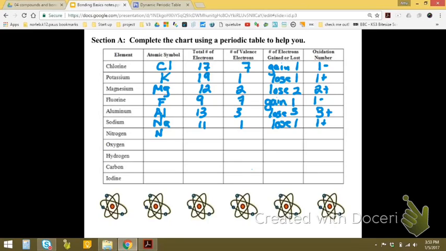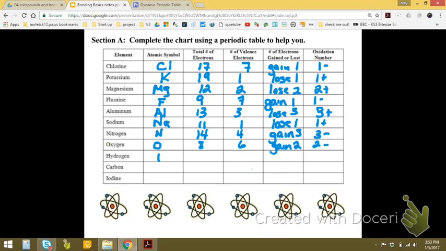Another frequent element is nitrogen. Nitrogen is number 14 on the periodic table. It has 4 valence electrons, being in group 4, so it wants to gain 3. So it has a negative 3 charge. Our next is oxygen, number 8. This has 6 valence electrons, wants to gain 2. So it has a negative 2 charge.